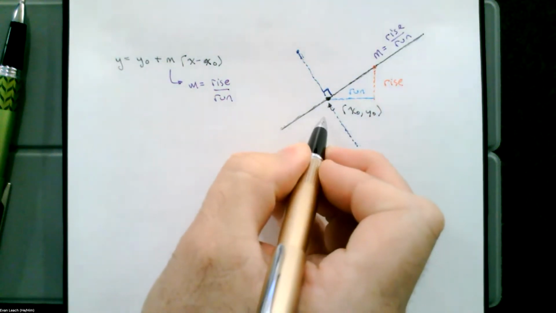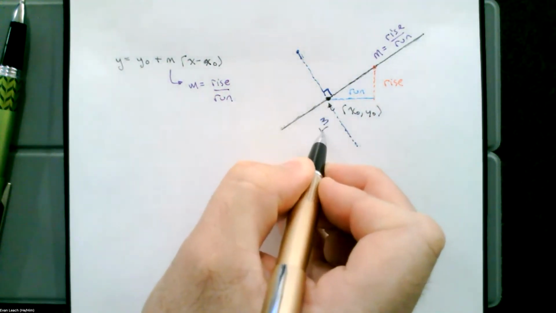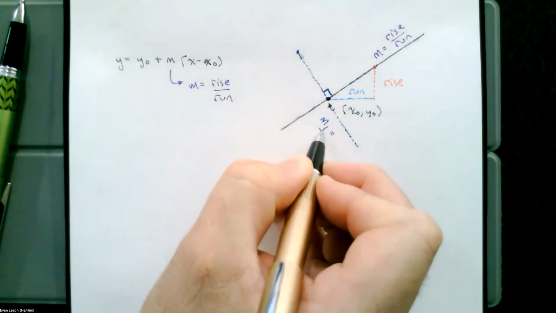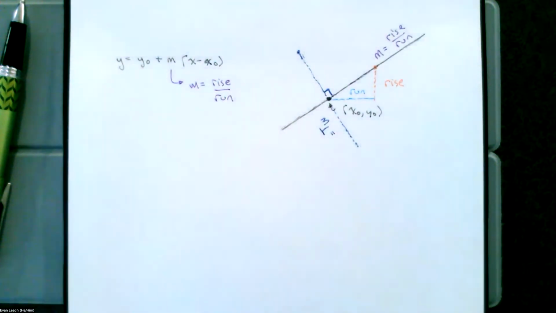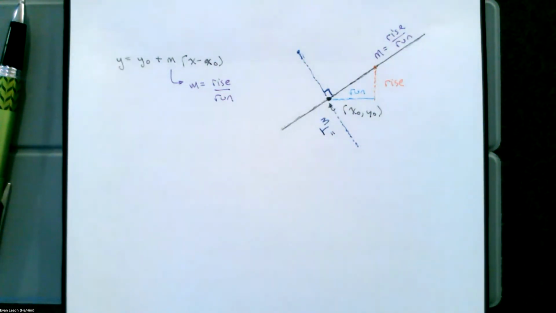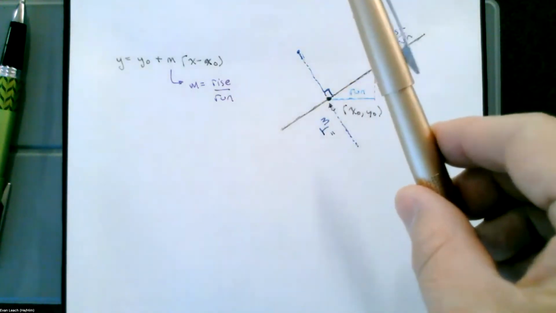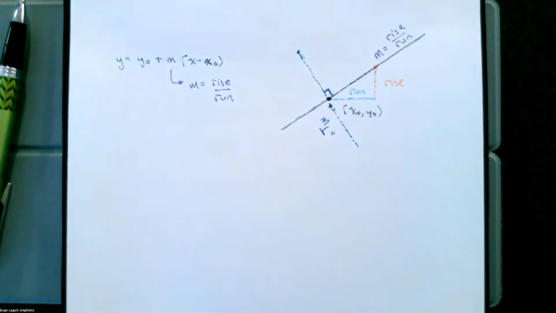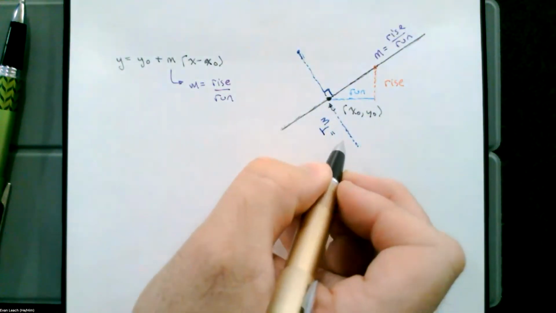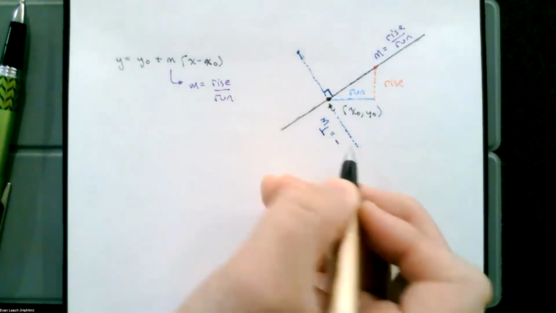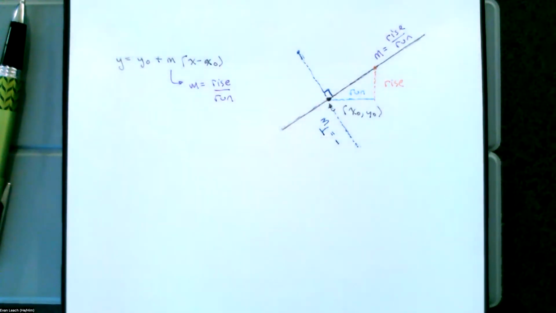In terms of the rise and the run, what's the slope of the line perpendicular to this rise over run line? Well, this rise over run is positive slope, and this line is negative slope. So one of the things we have to do is change the sign. That's how we make a perpendicular slope. We change the sign. And what else do we do?